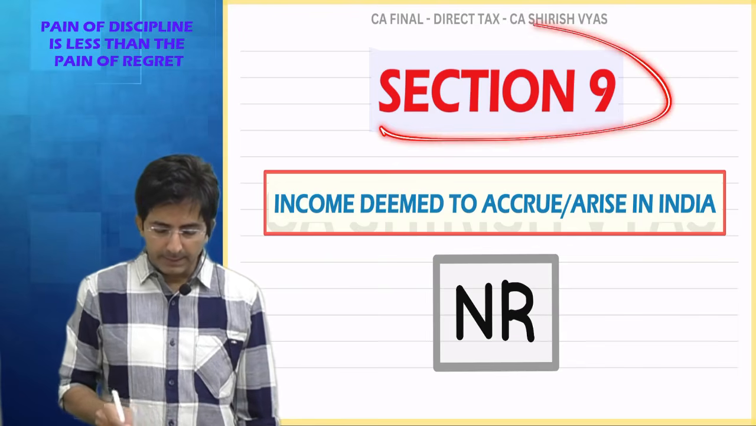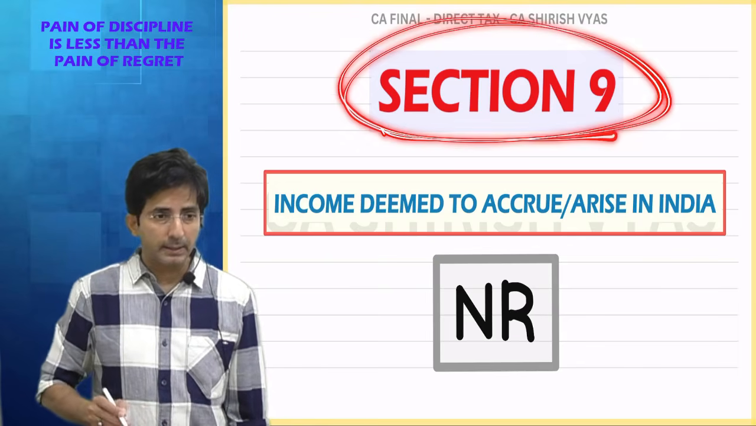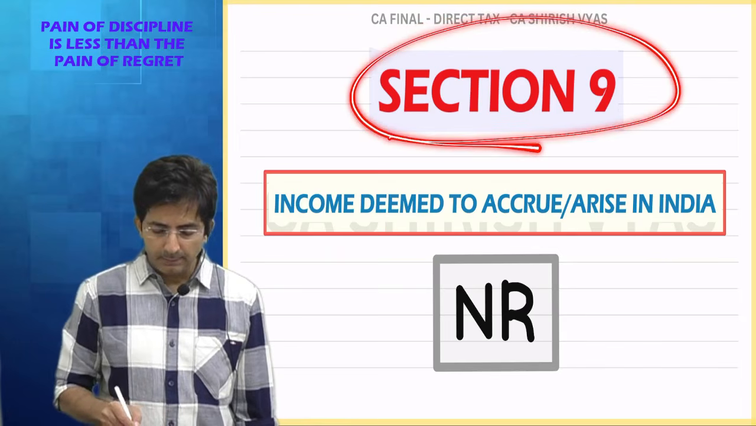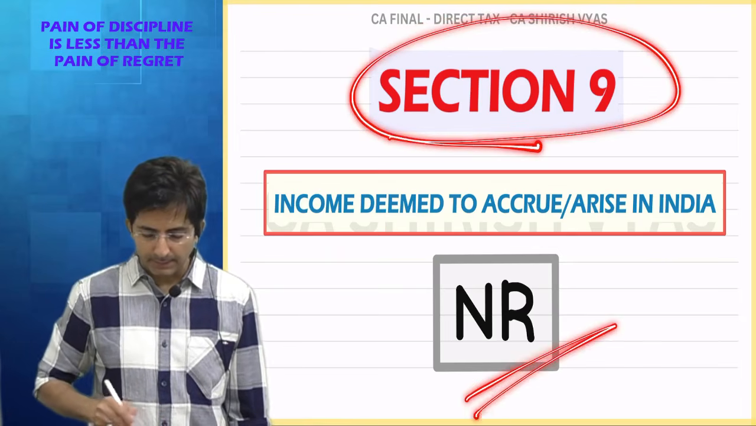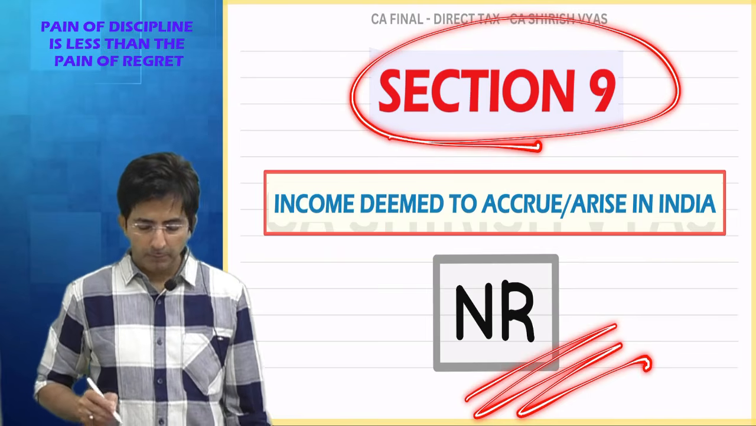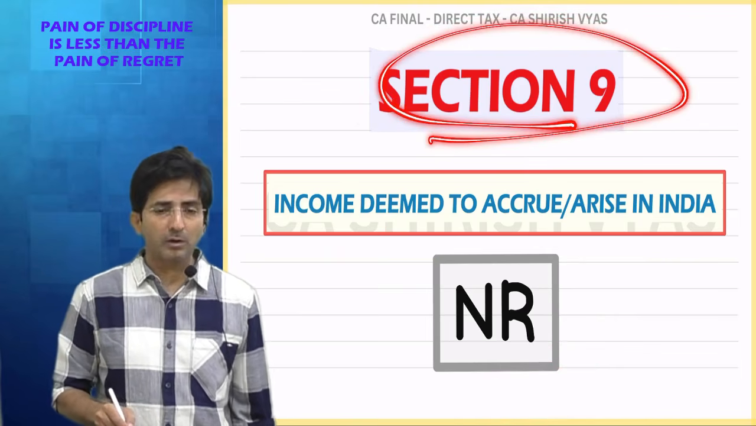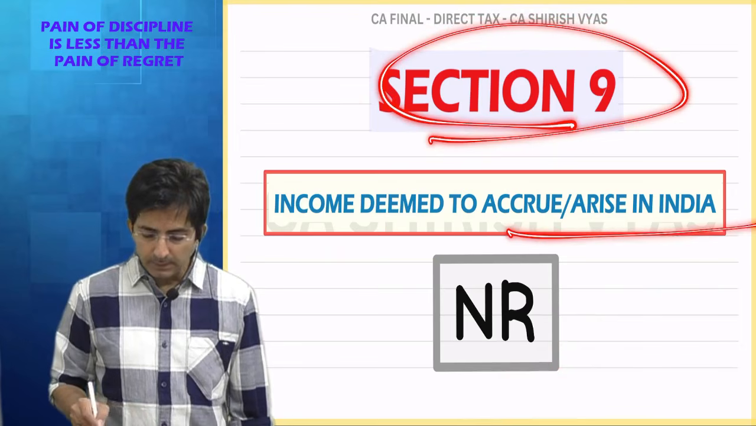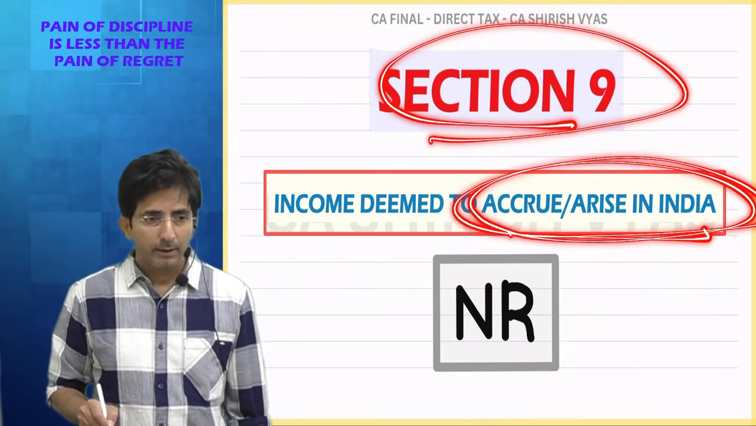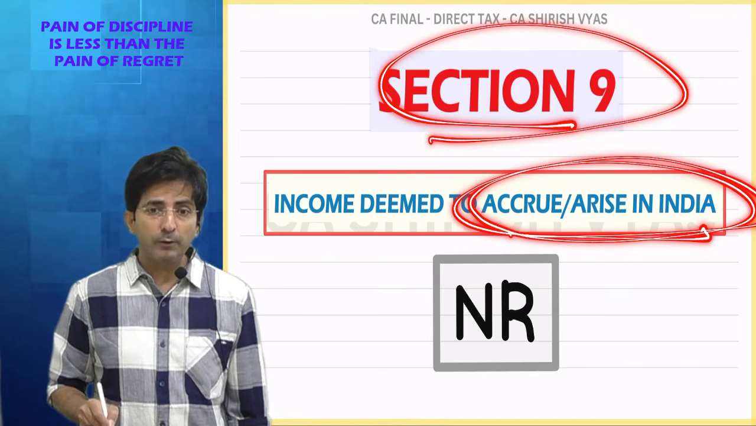See, in section 9, last lecture, what did I say? This section is relevant for every assessee or NR assessees, NR. Because basically this section explains what? When income is said to accrue in India, and that information is relevant for NR.